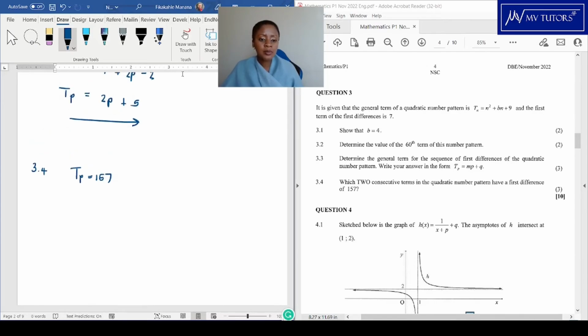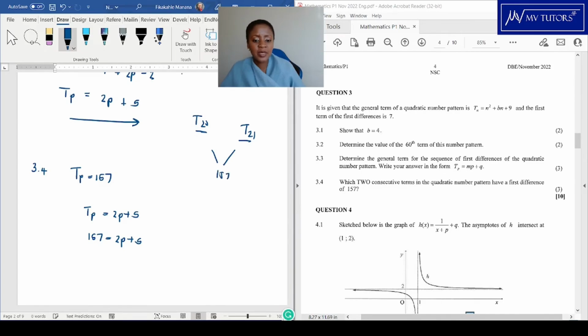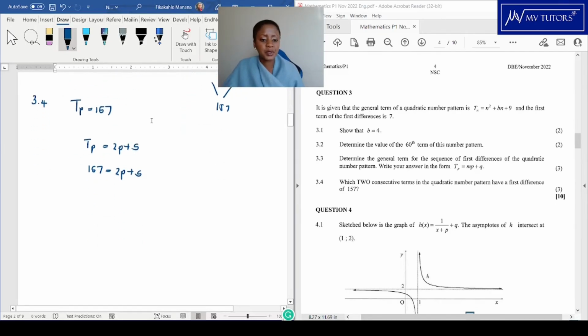So we're going to go to our TP formula, where we have 2P plus 5. In the place of TP, we have 157 is equal to 2P plus 5. So basically, we're determining P. And whatever P we get, so the position that we're going to get, is back to our T20 and T21. So this P that we're calculating is going to be this term. And the other term, we're just going to add 1 to it, because they are consecutive terms.